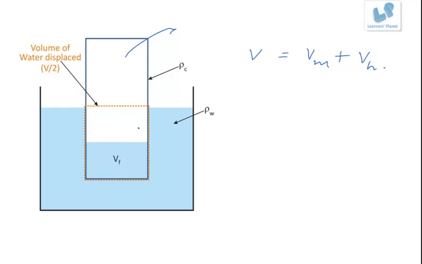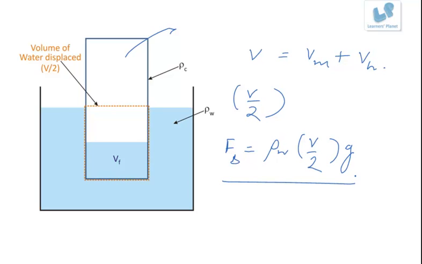Now it is given that it is half submerged and it is vertically suspended, right? That means half of the volume of this cylinder is displacing the water. So the buoyant force that it is experiencing is due to the weight of V by 2 volume of water. So buoyant force will be equal to the weight of the water or liquid displaced. So in this case it will be density of water into volume into G.